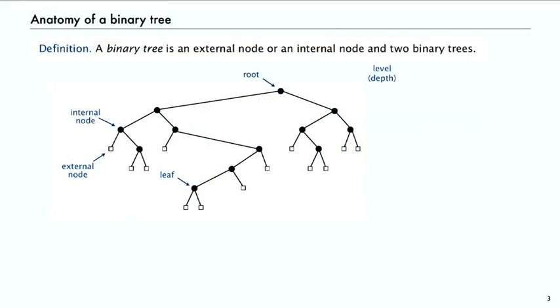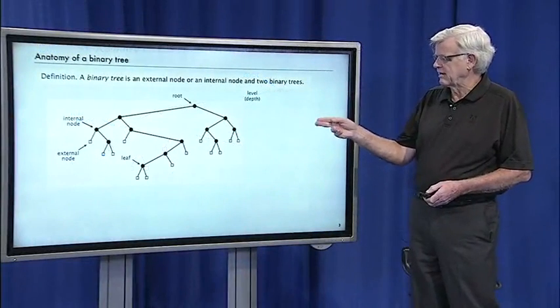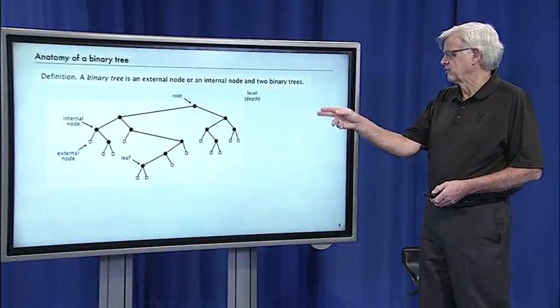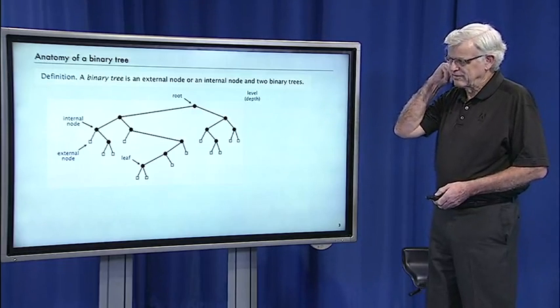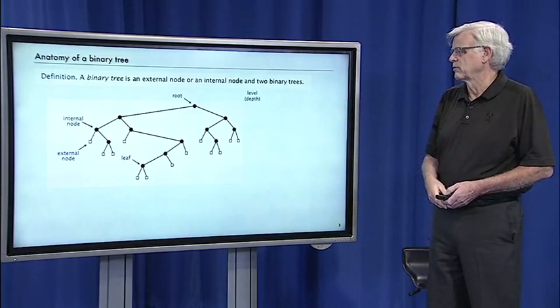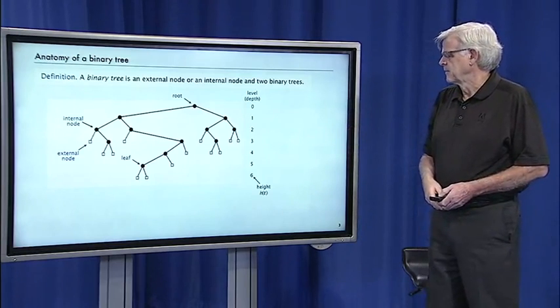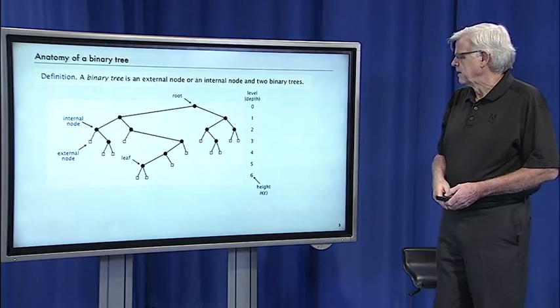So at the top is a root, and in this case that root has two internal nodes as its children. And then down at the bottom we have some nodes called leaves, where both of their children are external. The external nodes are signified with little boxes, and the internal nodes are signified with circles. And we've talked about binary trees before.